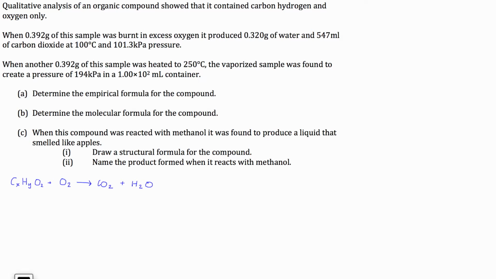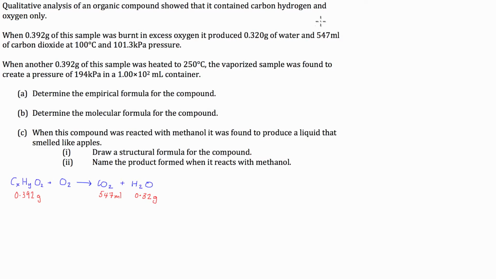So what I like to then do is write down some of the things that they've given us. So we know that they're burning 0.392 grams of this. So write that down. We know we're going to get 0.32 grams of water. And we know we're getting 547 mils of carbon dioxide. Now it's important that we realize that because this is a volume of a gas, the temperature and the pressure are both important.